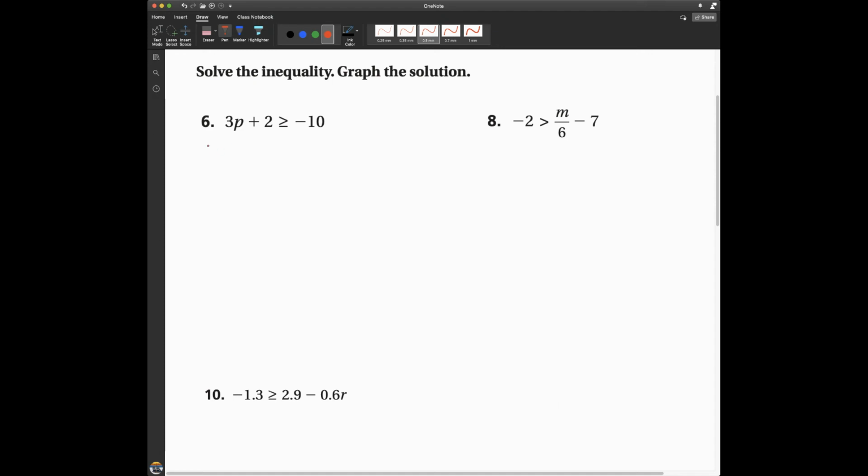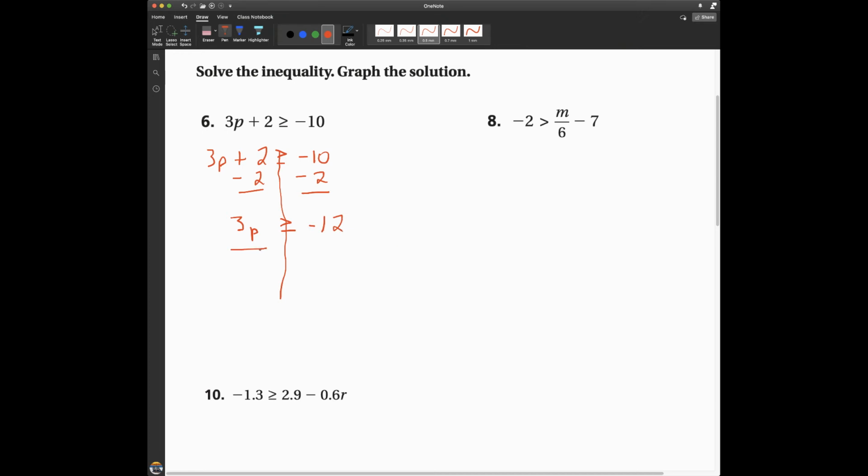It's similar to solving a two-step equation, which we did a lot of in chapter 3. So I draw my line, and the goal is to get the variable p all by itself. So let's go ahead and get started. Let's subtract 2 from this side, and I'll subtract 2 from this side, which leaves me with 3 times p, and that is greater than or equal to negative 10 minus 2 is negative 12.